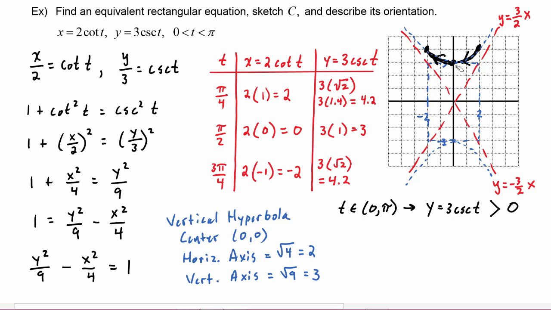Now, because the direction of the curve we could tell is this way, that means combining that with the fact that we know that our y values are always positive, it means that C travels along the upper branch of the hyperbola in this direction. So notice I don't put an arrow going in the wrong direction here. C is traveling in one direction only, going this way.